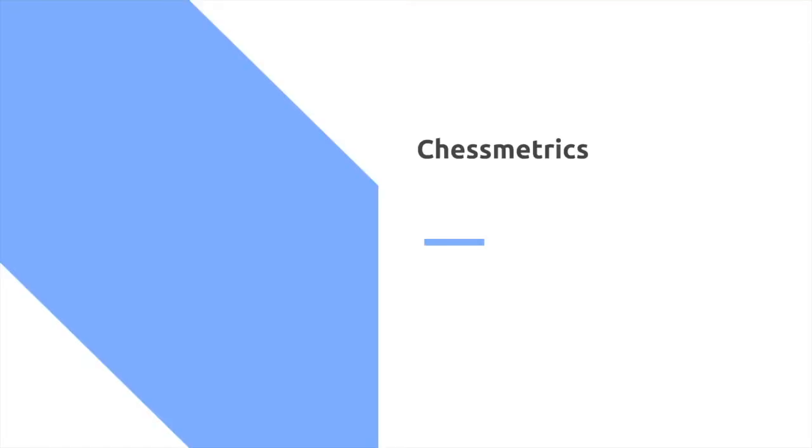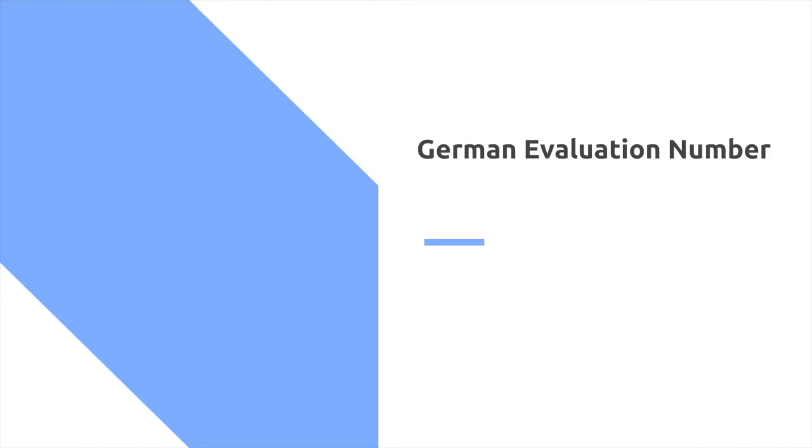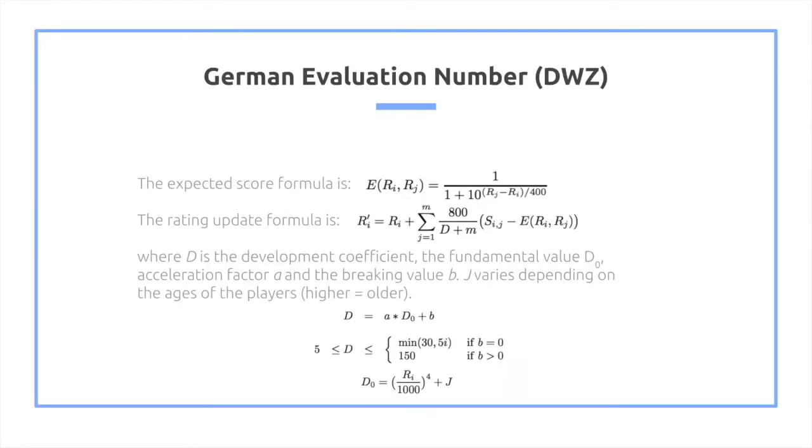There are several other algorithms, one of which is chess metrics, which I won't go into, but this is another technique known as a weighted and padded simultaneous performance rating, but it isn't used very commonly. Another interesting one is the German evaluation number, DWZ, which is based on the Elo rating system. It's very similar to Elo, but it has a different rating update formula.